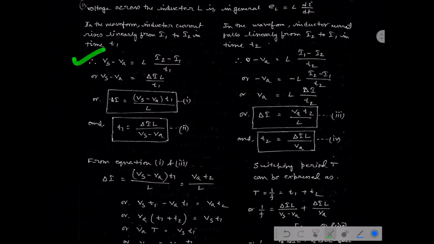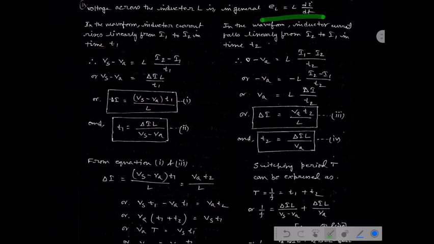Then we can write the expression for the potential difference across the inductor, that is Vs minus Va, which should be equal to L di/dt, the change of current with respect to time. The current gradually increases from I1 to I2. That is why di/dt is (I2 minus I1) by T1. So this is the expression we can form.